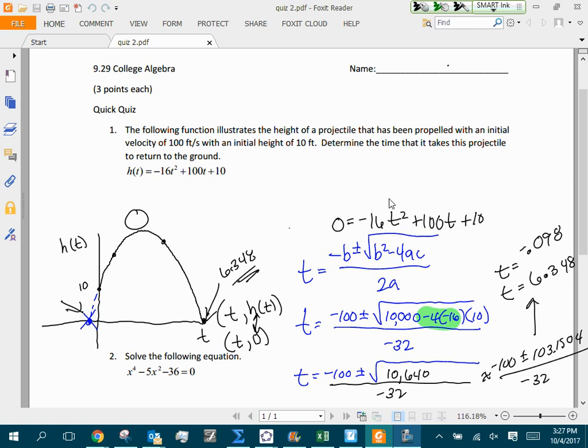Okay, when we do this, we are removing ourselves from the physical application, the physical understanding. This math does not know there's a physical application to it. Okay, so you have to be able to do the math and recognize that physical idea. Okay, the next one.